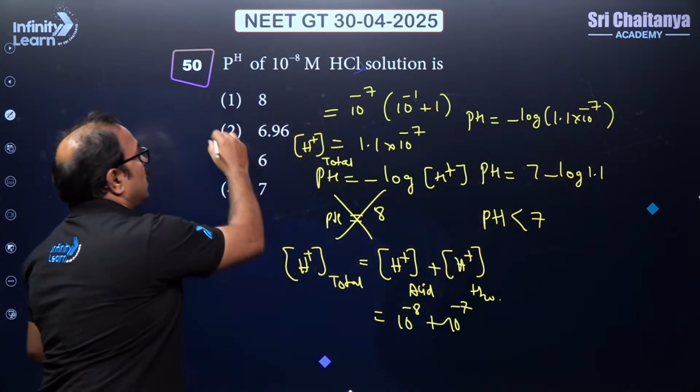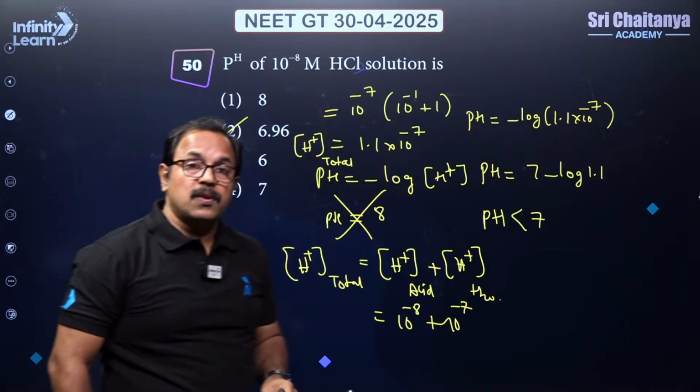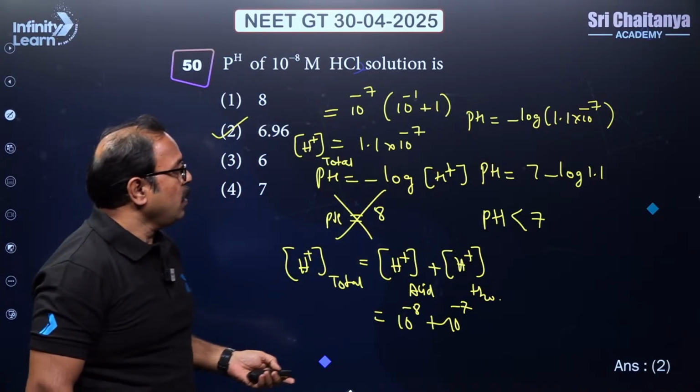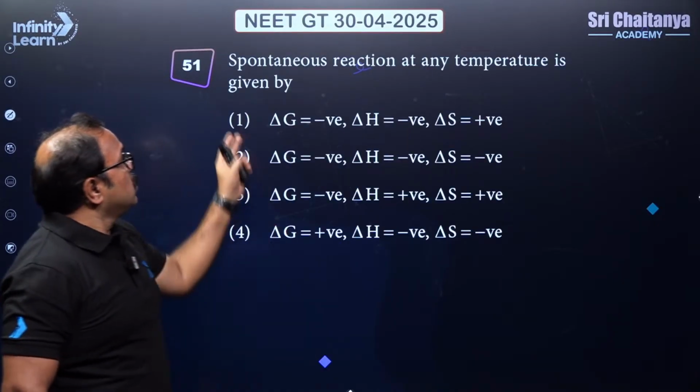So in that context we can go for 6.96, even if the log value is not mentioned. Okay, that's 2. Next one, spontaneous reaction.